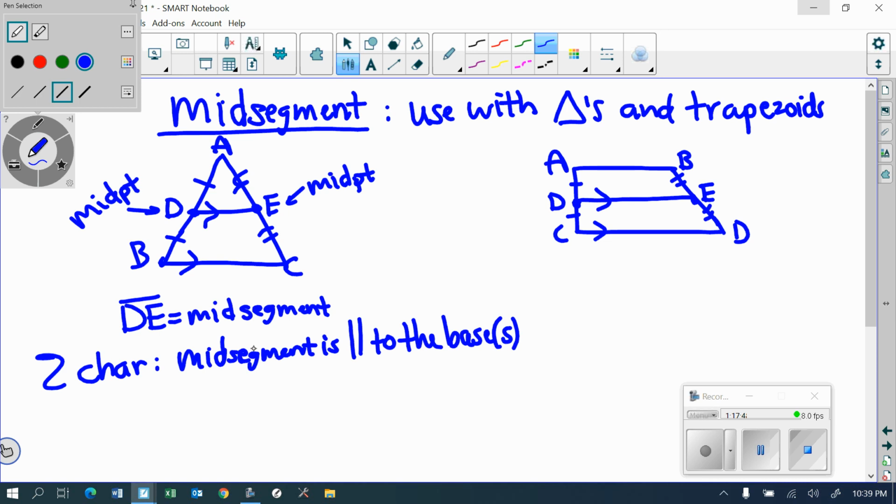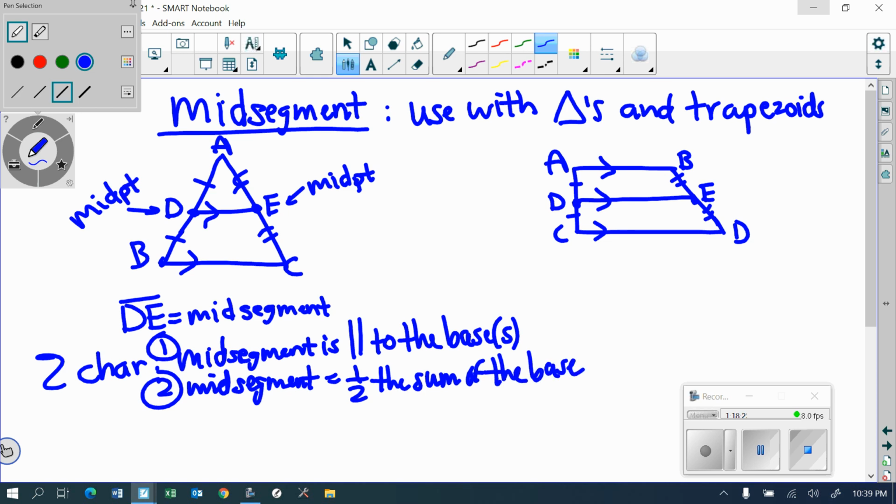That's one characteristic. The second characteristic is, so that's two characteristics. Number one, mid-segment's parallel to the base, or base is, because there's two bases here. Oops, I got to put the other parallel symbol there. And two, mid-segment equals 1/2 the sum of the bases.